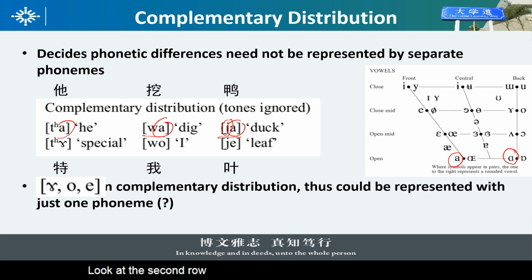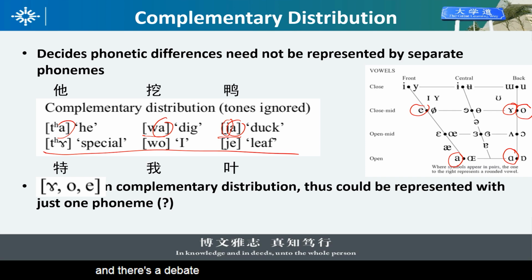Look at the second row, second line. We have similarly three examples: 这, 我, and 也. Whereas 这 is here, 我 is here, and 也. They use different core vowels in three different syllables, right? And they sound not exactly the same, but they sound similar. Okay, one opinion shows that they can be regarded as one phoneme.